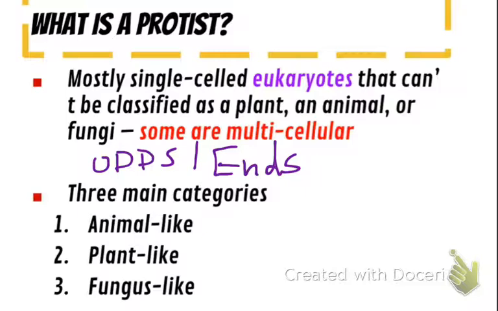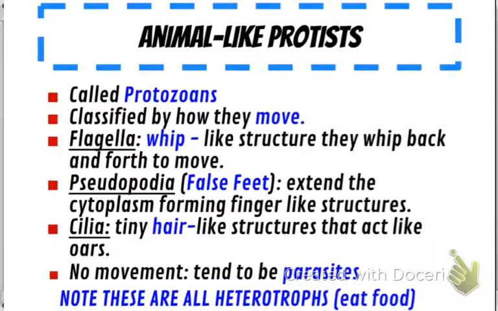So let's dive right into our first one, which is going to be the animal-like protists. The animal-like protists actually have a name that we give them. They're called protozoans. So any of the protozoans that we happen to see over the course of the next week or so are going to be those animal-like protists. Animal-like protists are classified by how they move. Some are not going to move at all. Others are going to use flagella, and others are going to use what are called pseudopods, which we talked a little bit about before. So they're all based on how they get around, how they get from point A to point B.